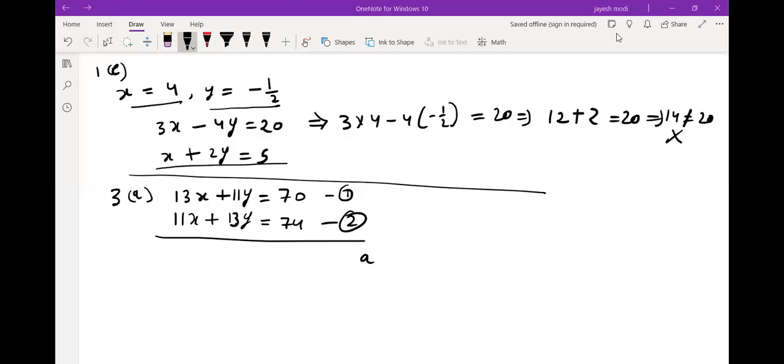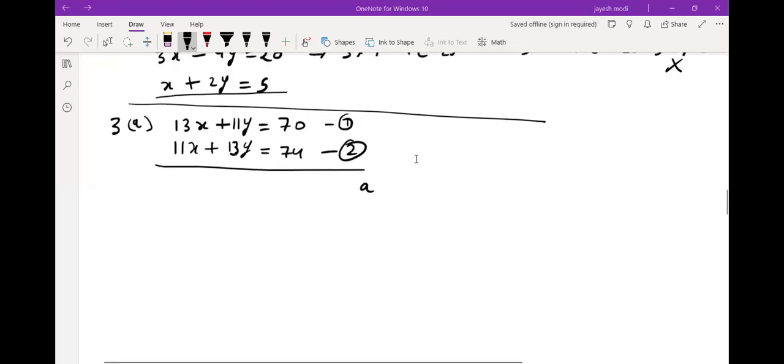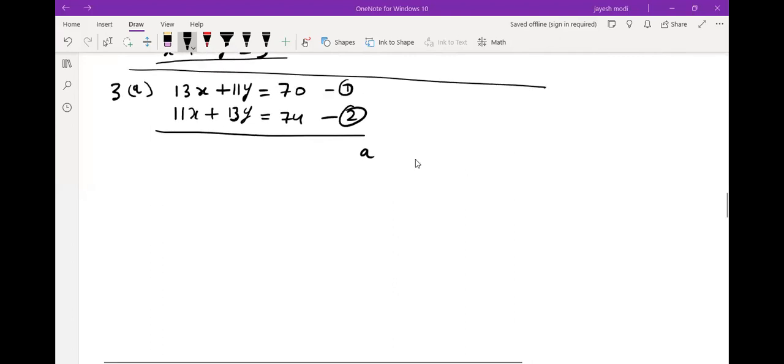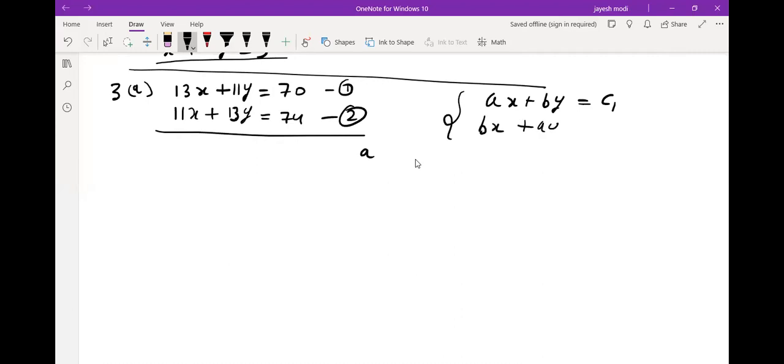The question of the type 13x plus 11y equals 70 and 11x plus 13y equals 74 means they are of the alternating type. Alternating means their coefficients of x and y are alternated. Like the first equation is ax plus by equals c1 and the second equation is bx plus ay equals c2 type. Is that clear to you?